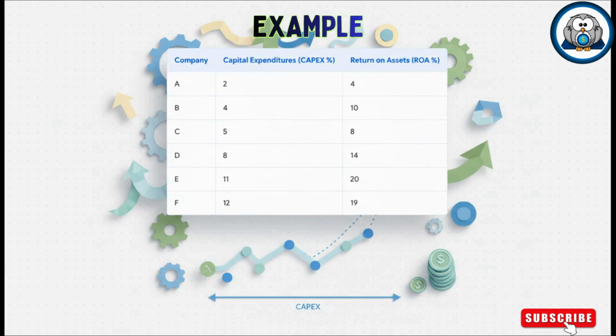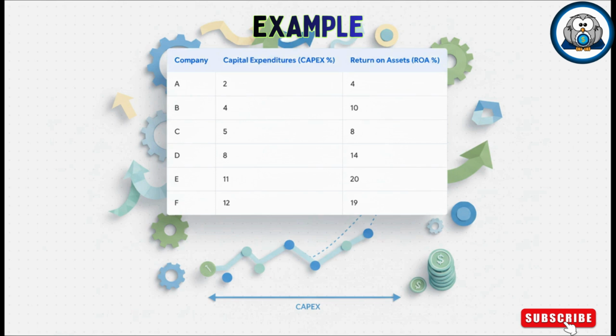Okay, so to tackle this, you've got to start with the data. What we've got here is a small sample, just 6 companies. For each one, we see their capital spending, or CapEx. That's going to be our independent variable. And we see their profit, measured here as return on assets, or ROA.